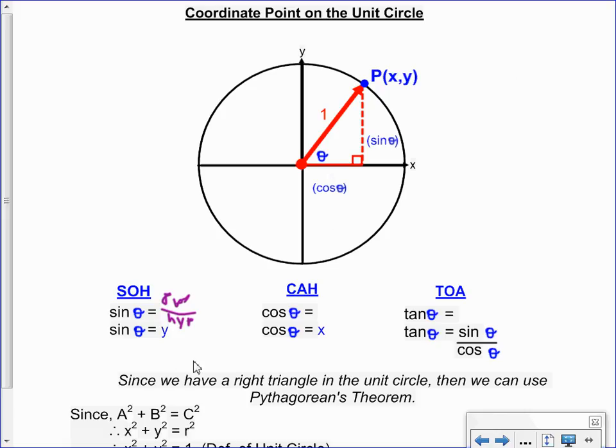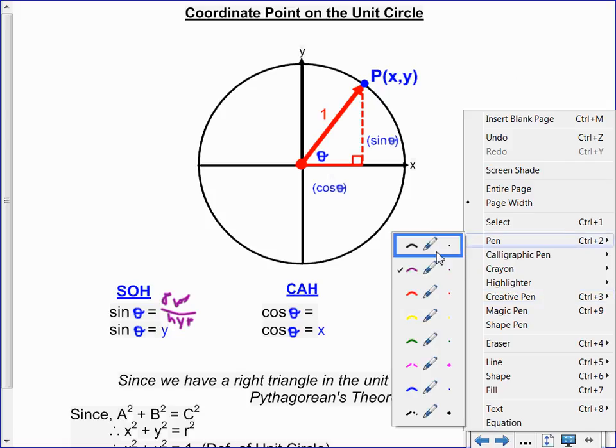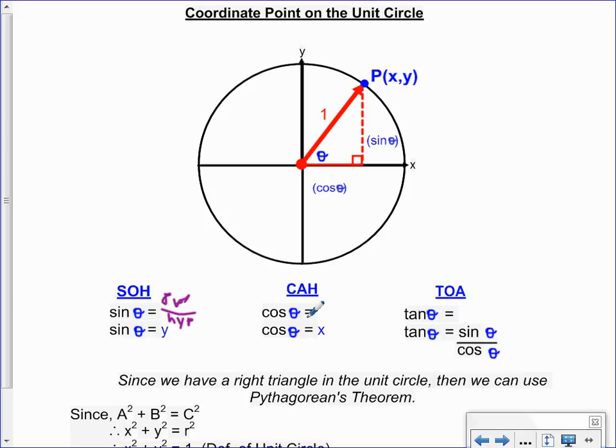Cosine is going to be the x coordinate because cosine is adjacent over the hypotenuse. And again, since the hypotenuse is 1, cosine is just the adjacent side, or the x value, over 1. Right? And then TOA, of course, is tangent is opposite over the adjacent. Right? So in trig, tangent is the sine over the cosine.